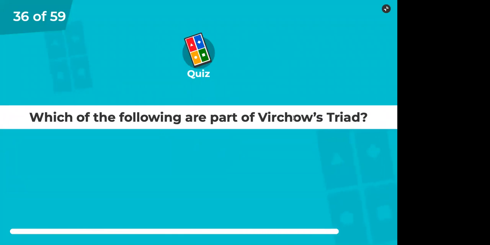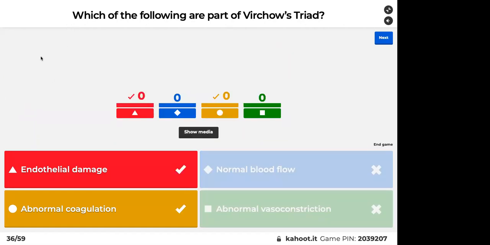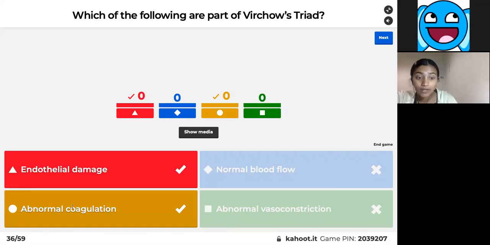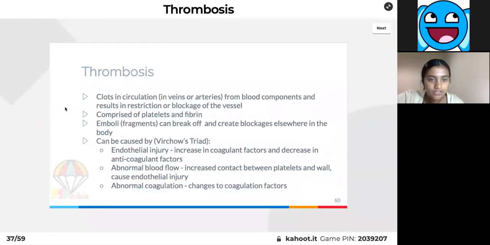So which of the following are part of Virchow's triad? Okay, so endothelial damage is one of them. Abnormal coagulation is also another one. And then abnormal blood flow is the third one. The other two are not part of the triad. So this is just Virchow's triad, which is about thrombosis. That's basically when clots can form.